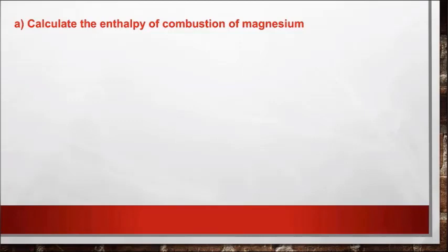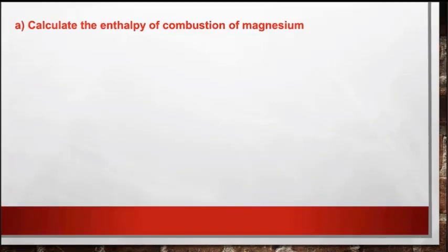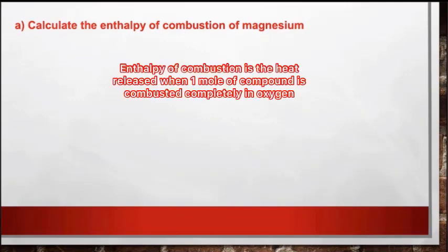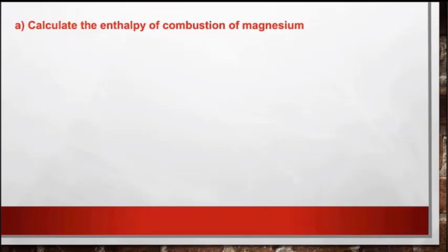To answer question A, you have to know what is enthalpy of combustion. If you remember from subtopic 2.1, enthalpy of combustion is the heat released when 1 mole of compound is combusted completely in oxygen. Basically, in this question, we have to calculate the amount of heat that is released when 1 mole of magnesium has been combusted.